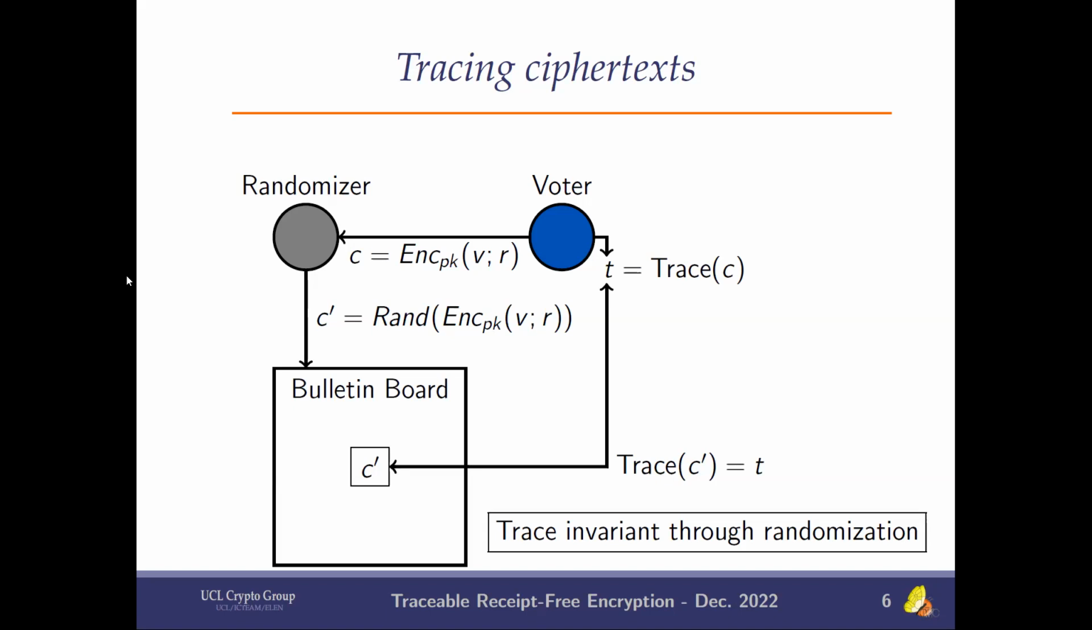There's also a critical point here. We need the voter to be able to encrypt any possible vote and give some trace. If the trace depends on the message, then we have some issues because the trace would also be a receipt for the receipt-freeness attack. So the trace should not depend on the message.